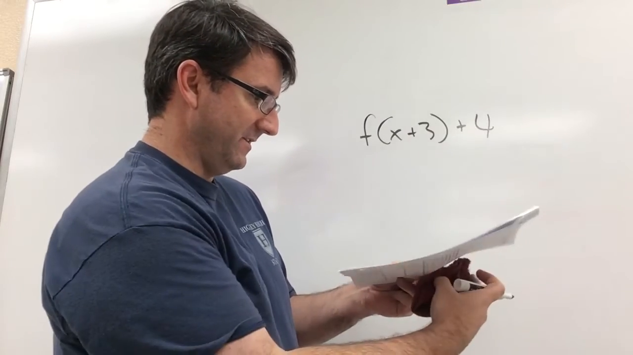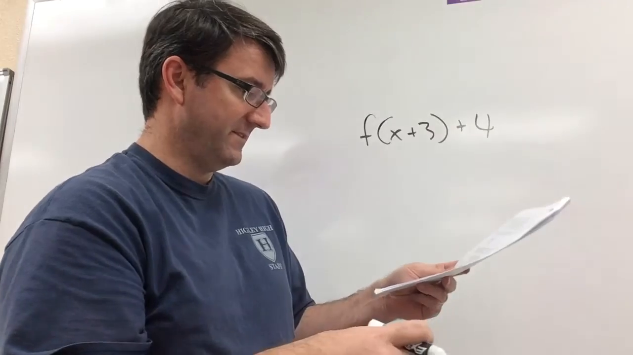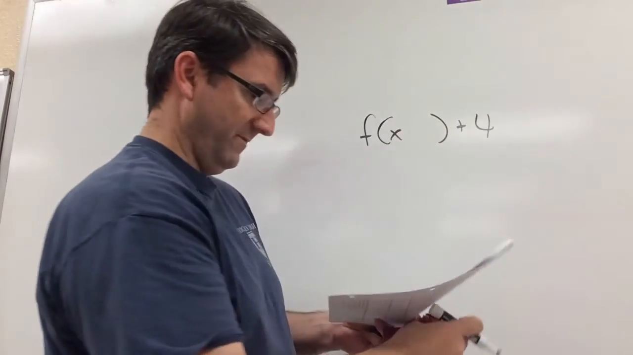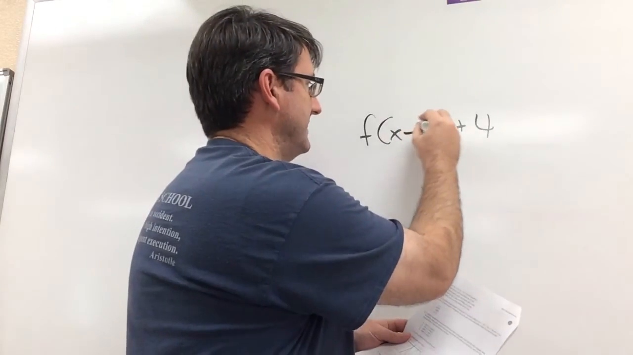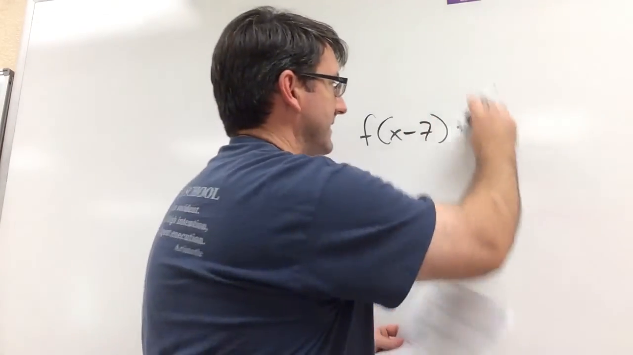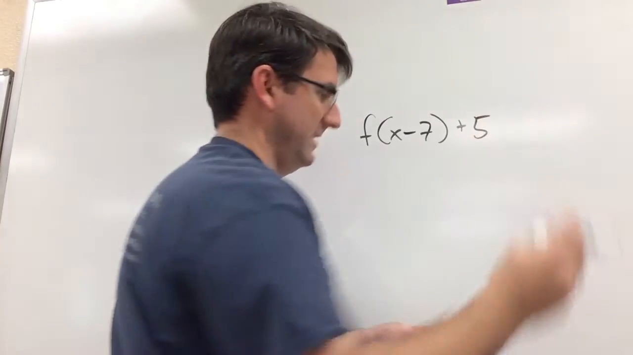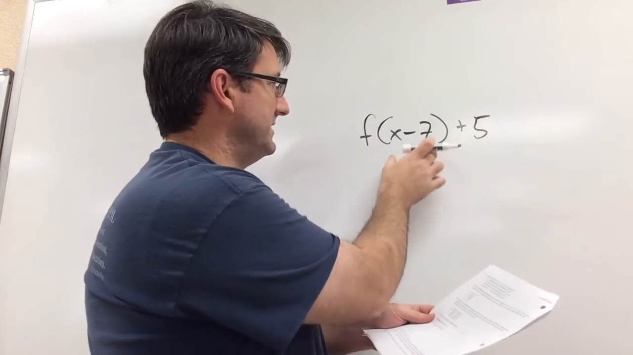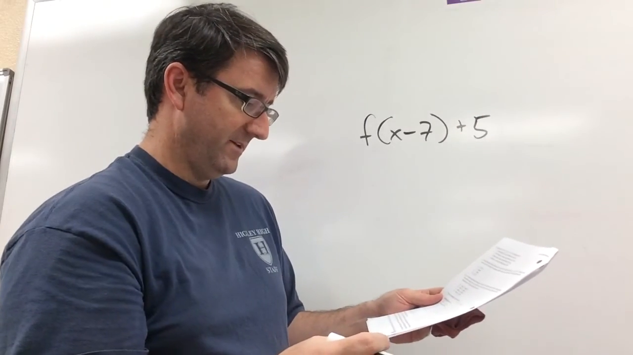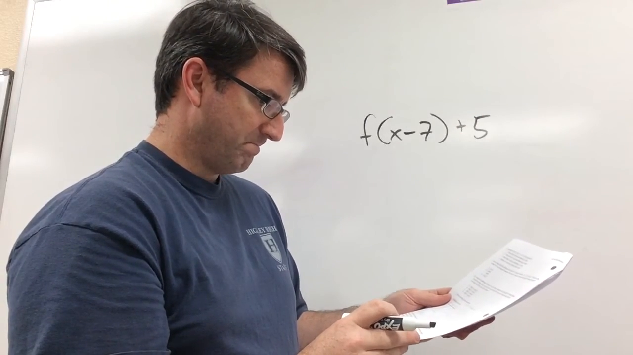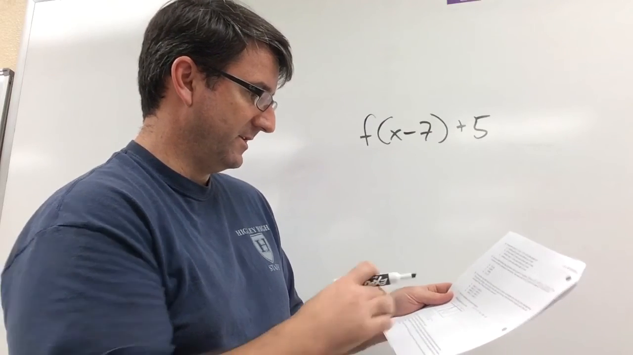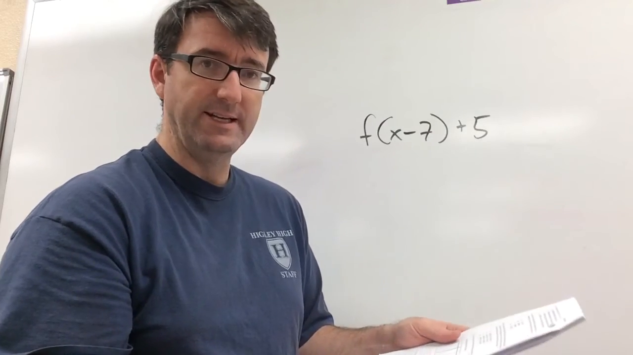And D says to shift a graph to the left 7 units and up 5 units. Subtract 7 from the x values. So we're subtracting 7 inside the parentheses and adding outside the parentheses. This is going to shift to the right 7 and up 5. So D is also incorrect. So the correct answer for number 18 is A.